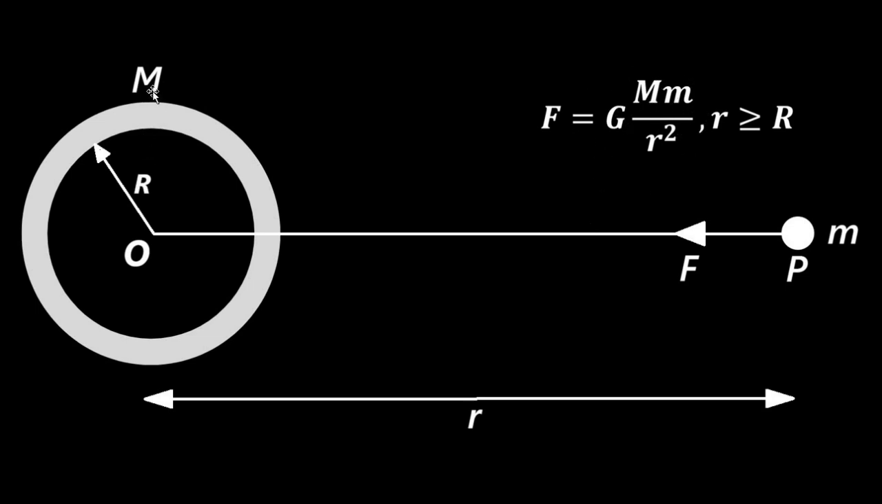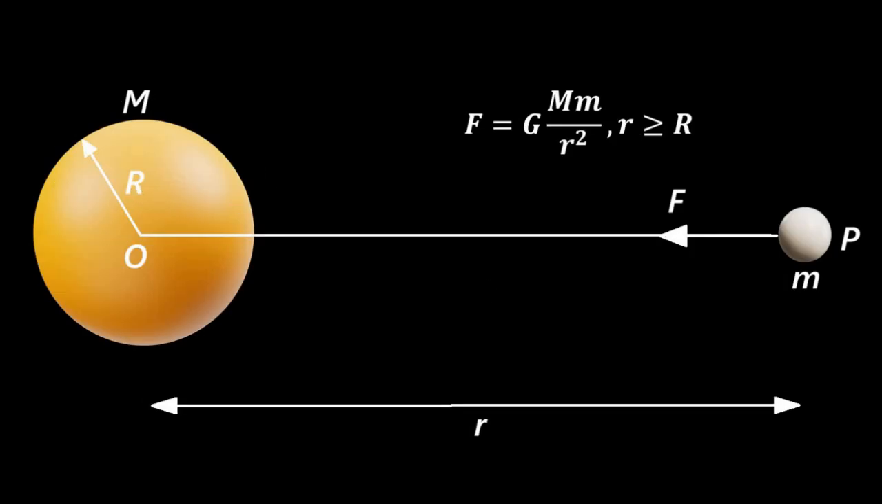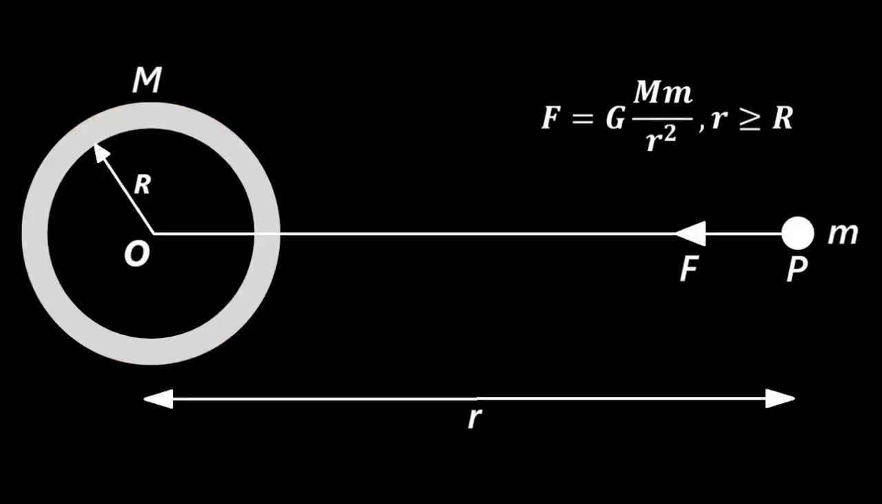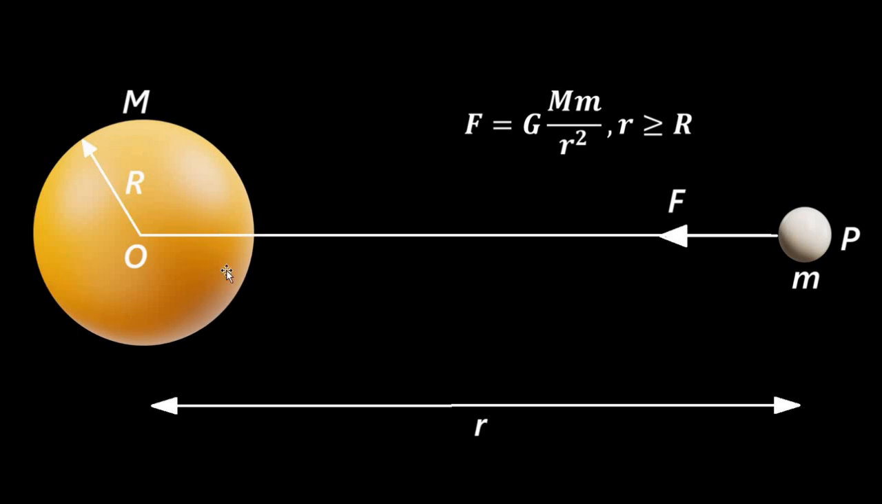Simply, the gravitational force is directly proportional to the product of the two masses and inversely proportional to the square of the separation distance between their centers. Similarly, here, if we replace this spherical shell with this solid sphere, it has a mass of capital M, it is of uniform mass density, it has a radius of capital R, and the point mass is present at a distance small r away from the center O at point P.